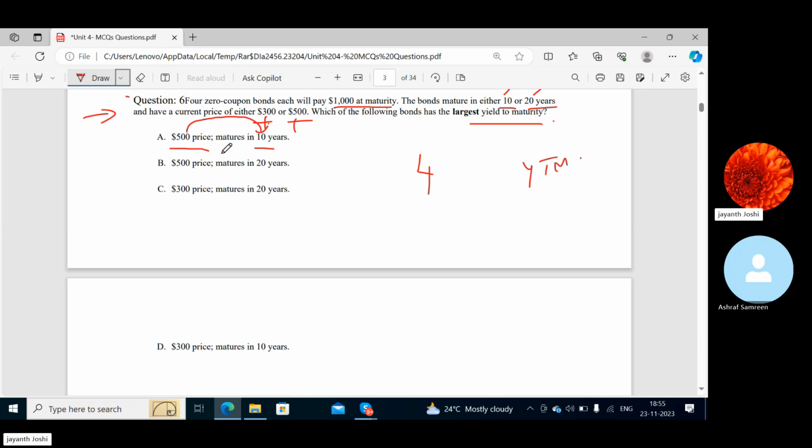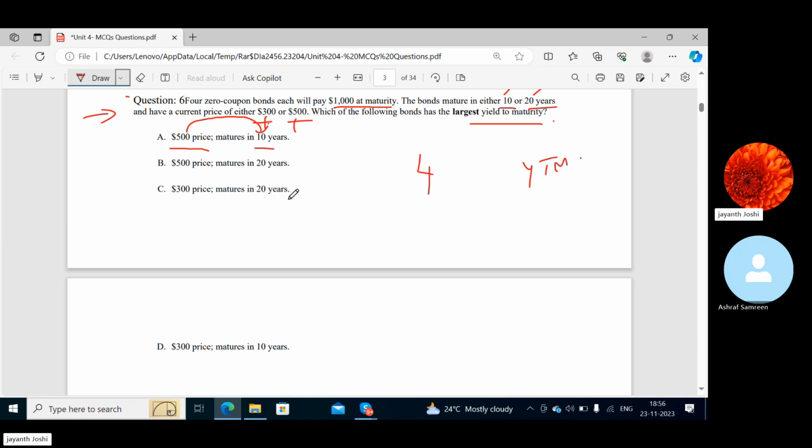Which of the following bonds has the largest yield to maturity? The $500 bond is the more expensive option, therefore it does not provide the largest yield to maturity. The $500 bond matures in twice the time, thus its yield to maturity is much smaller. Actually, this is contrasting. Why? Because the more time you hold it, they are not giving any coupon. A zero coupon bond does not pay any interest and is usually sold at a deep discount.